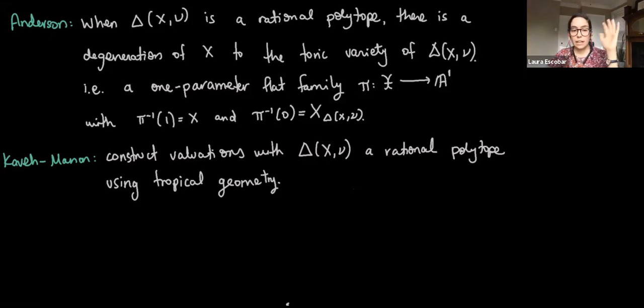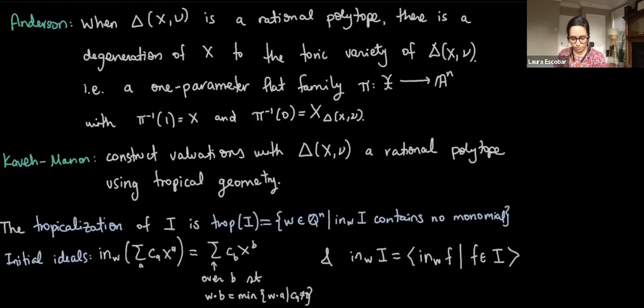They, Kaveh and Manon, provided valuations for projective varieties using tropical geometry that have this extremely nice feature that the Newton-Okounkov body is a rational polytope. So going back to what I just told you, this is a very nice way of constructing toric degenerations of varieties, using the machinery developed by Kaveh-Manon. So I'm going to tell you a little bit about the machinery of Kaveh-Manon, how to construct this sort of valuations, and you will see where the matrix I told you before came from. For that, I'm doing the easiest version of tropical geometry.